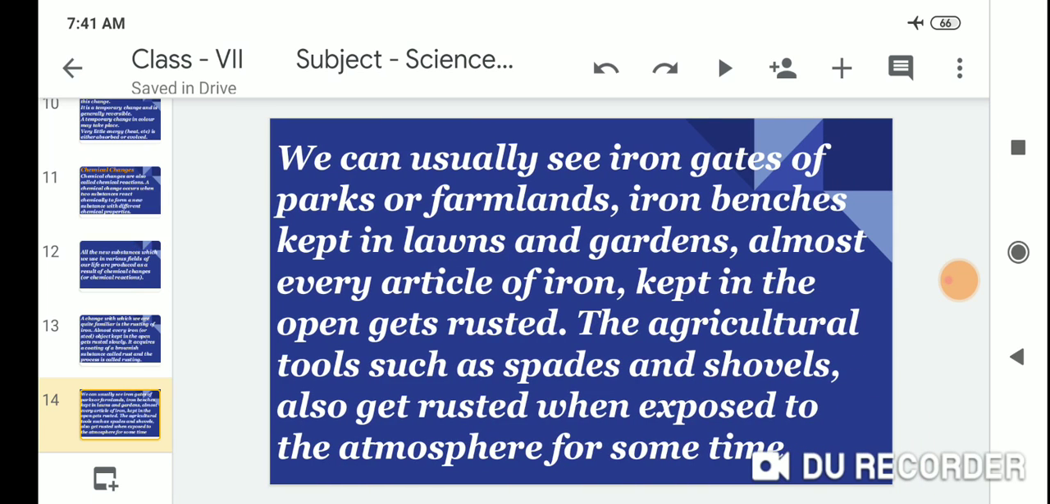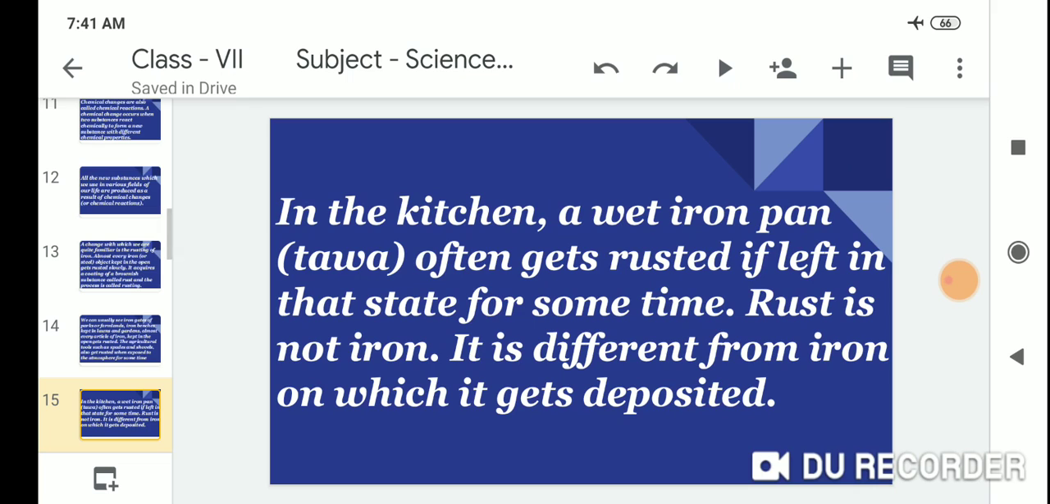We can usually see iron gates of parks and farmlands, and iron benches kept in lawns and gardens. Almost every article of iron kept in the open gets rusted. Agricultural tools such as the seed drill and the plough also get rusted when exposed to the atmosphere for some time. In the kitchen, a wet iron pan, called a tawa, often gets rusted if left in that state for some time.